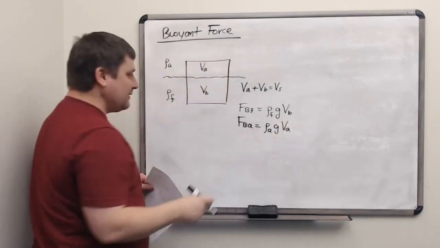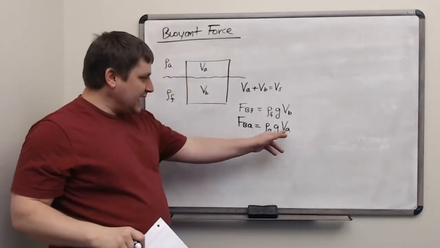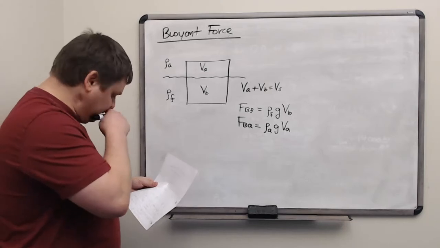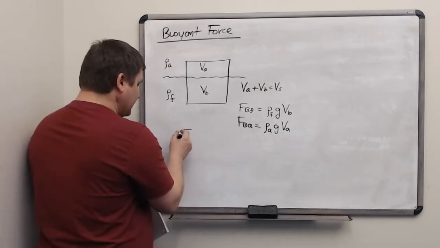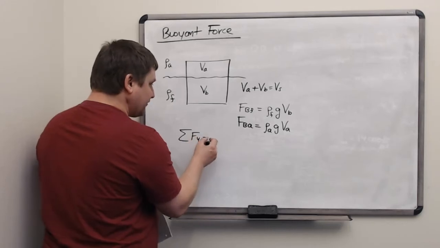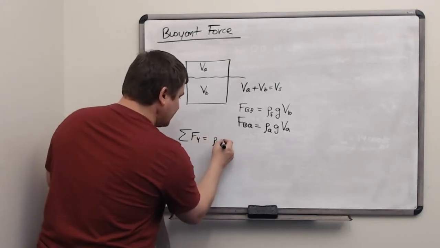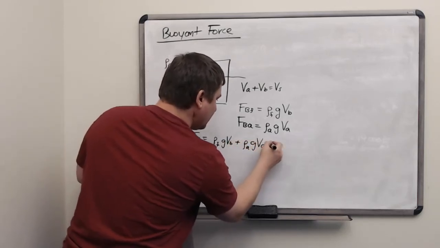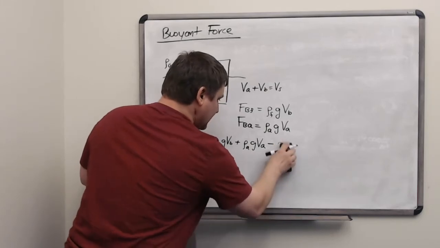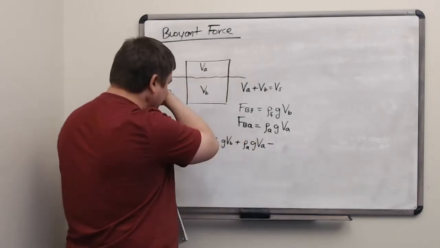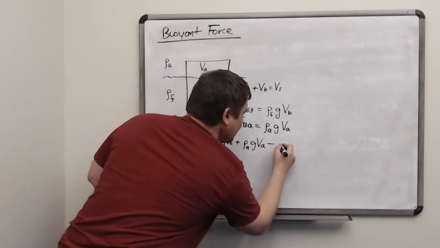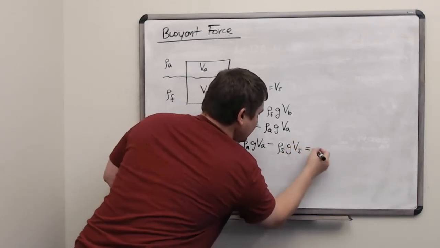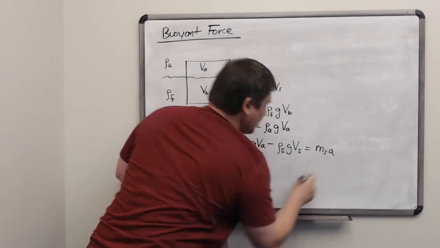And from the top fluid, we get a buoyant force due to its density and the volume of part A that's above the surface. So our equation for motion of the object, sum of forces in the y direction, is both of these buoyant forces minus the mass of the object, the force of gravity on the object. So minus, I'll write this as rho of the solid times g times V of the solid. And this will be equal to ma.